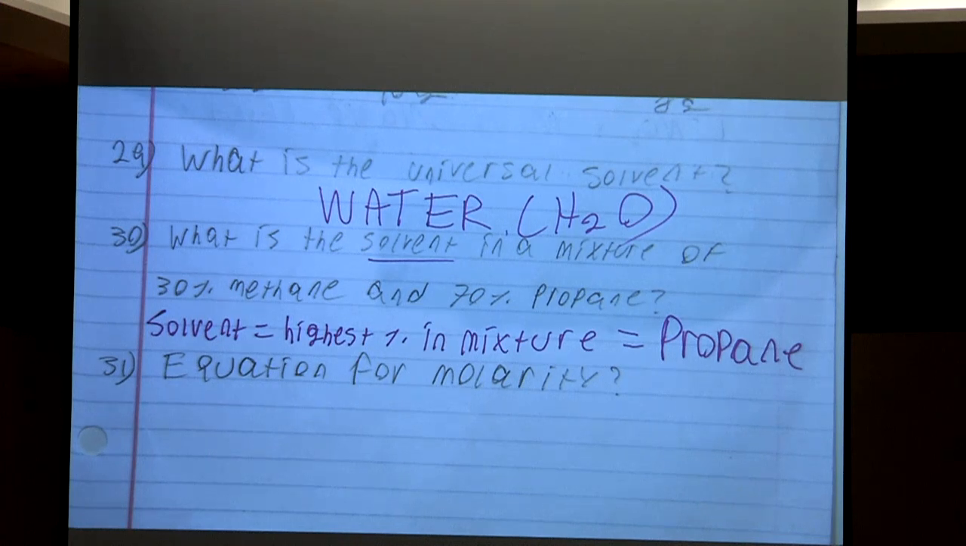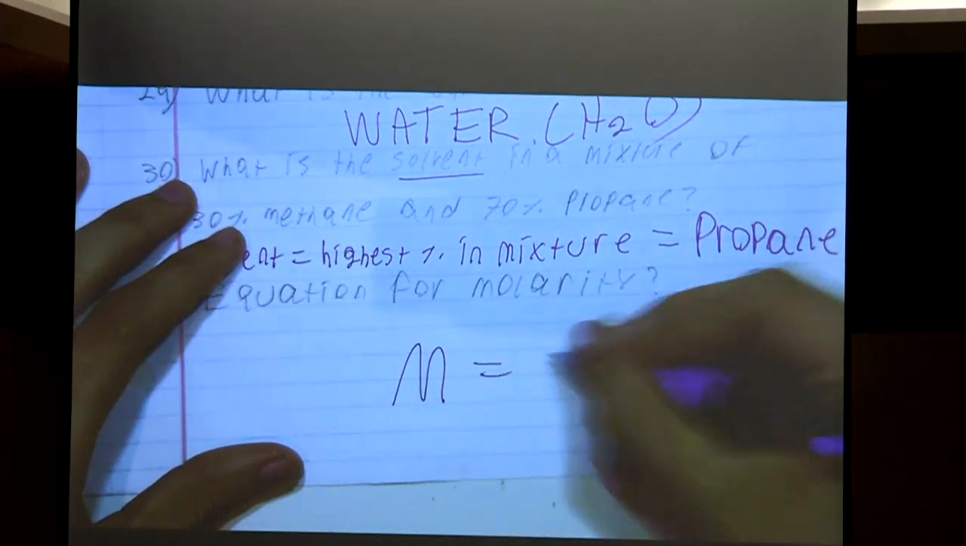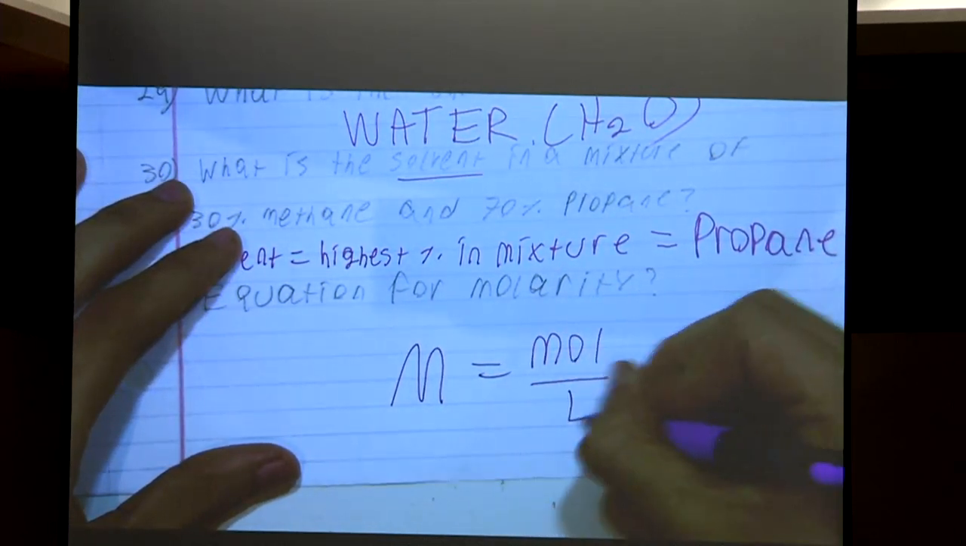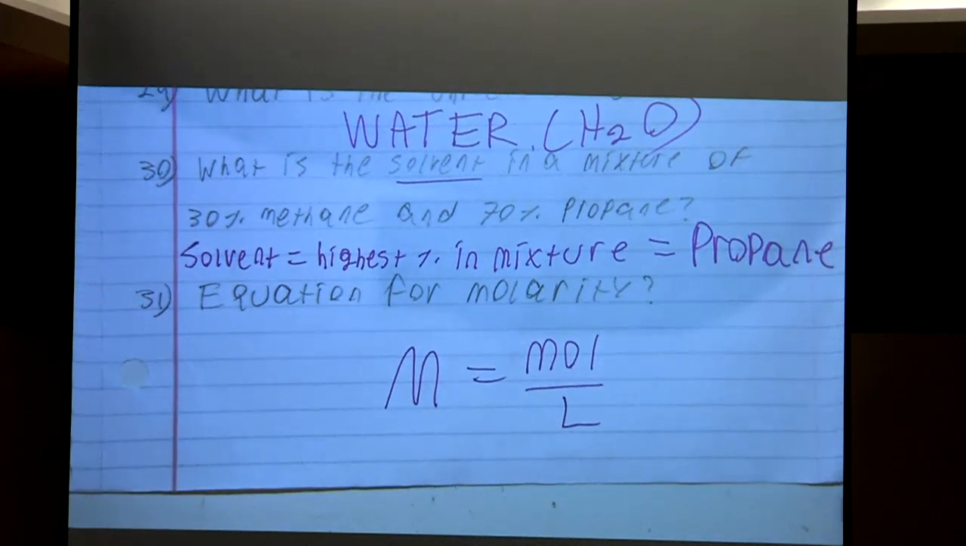All right, 31, equation for molarity. What's our equation for molarity? You should all know this. M, molarity, is moles over liters. All right, so let's do some problems with molarity. So, 32, I'm just going to rewrite.